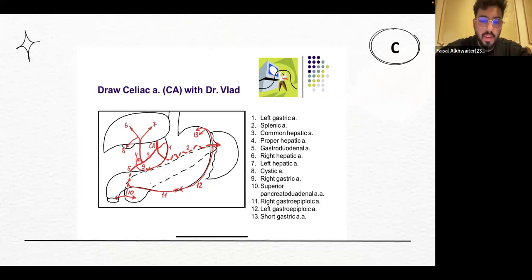Why is the right gastric artery incorrect? Because it supplies the stomach and is situated in the lesser curvature of the stomach, so it's insignificant. And this is the right gastroepiploic, as you can see, on the greater curvature. It has nothing to do with the superior border of the pancreas. Let's go to the next question.